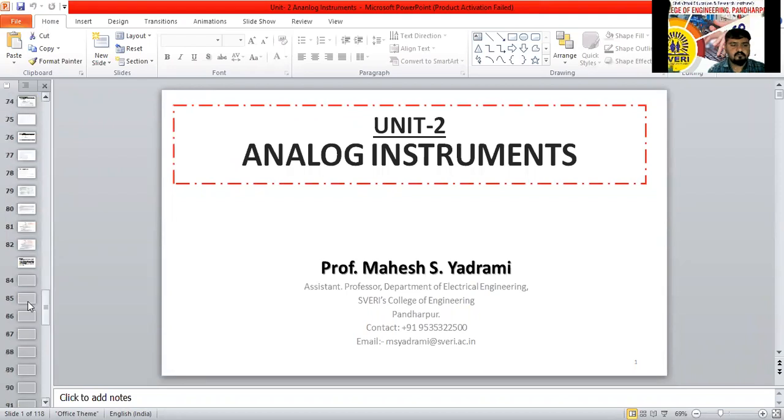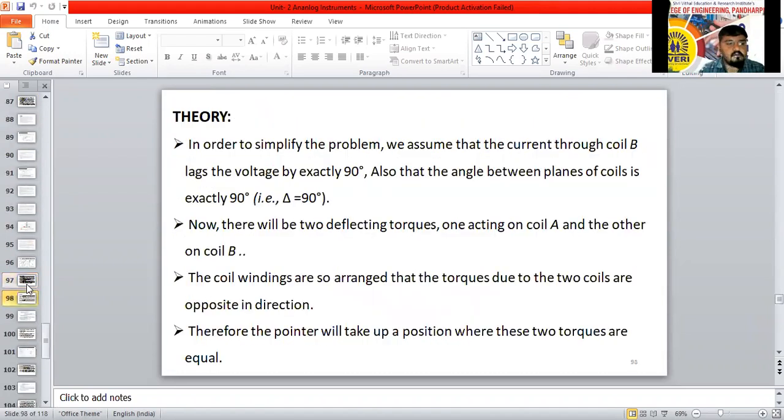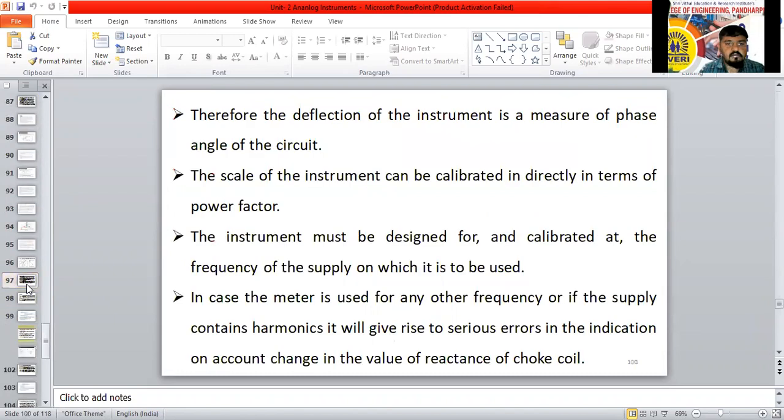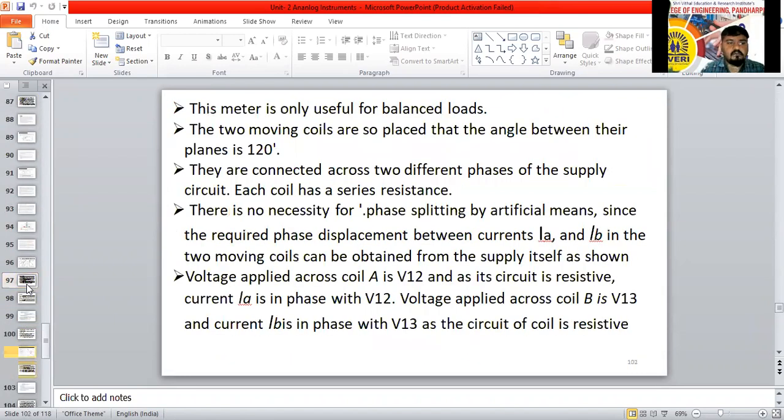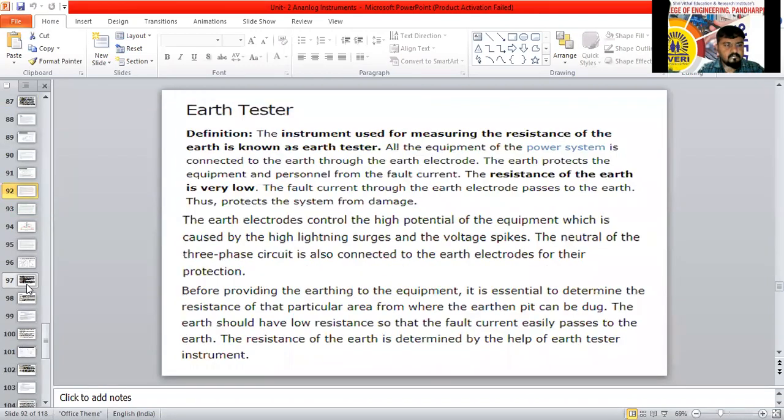Yes, sir. Which point have we discussed in the previous class? In the previous class, we discussed the earth tester, yes? Yes, sir. Okay.